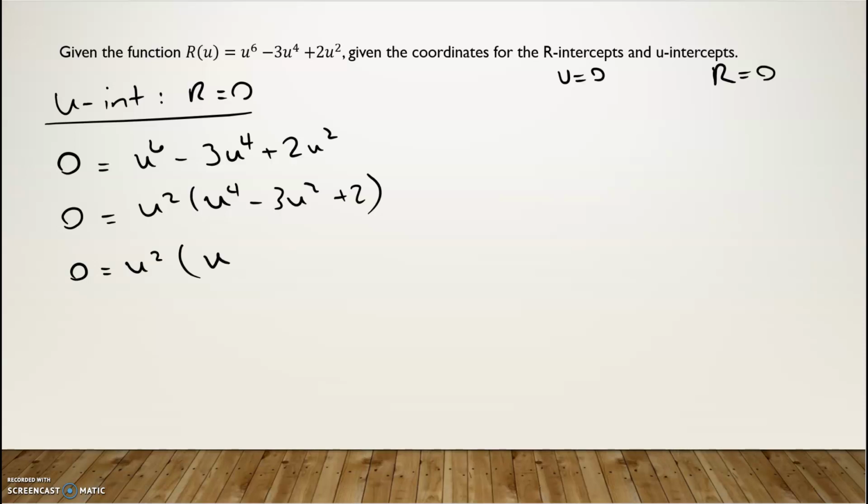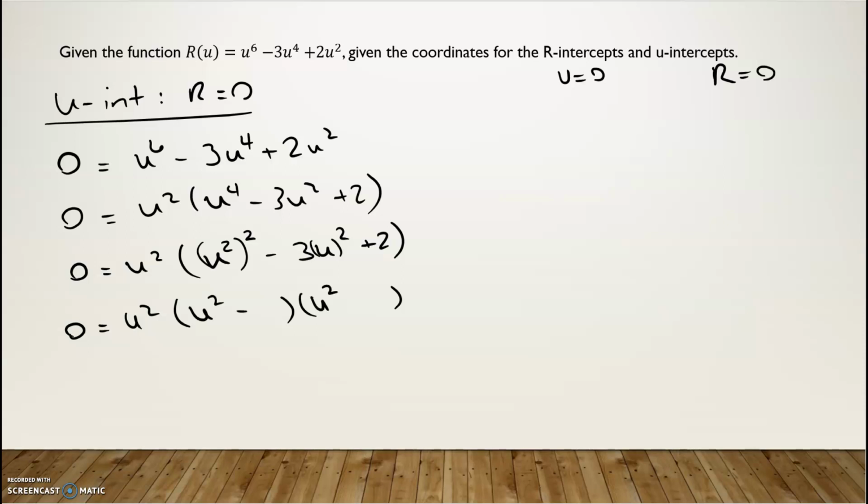Actually, let me change it first. This will be u squared, whole thing squared, minus 3u squared plus 2. Okay, so we got u squared, u squared, minus 1, minus 2. So negative 1 times negative 2 gives me a positive 2. Negative 1 plus negative 2 gives me negative 3, so that checks out.